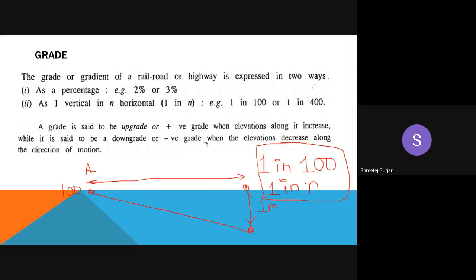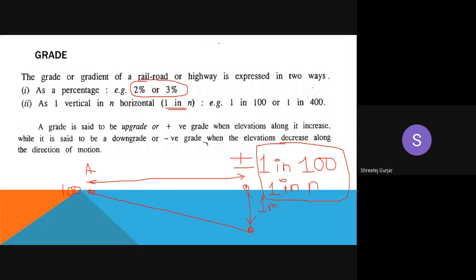You have to mention whether it is an upward gradient or a downward gradient, whether it is a plus, which is an upward gradient, or a minus, representing a falling gradient. Okay, so this is for representation of 1 in n. Similarly, there is representation in percentage, right? How can you represent in percentage?